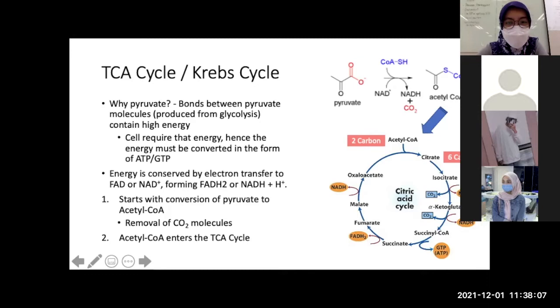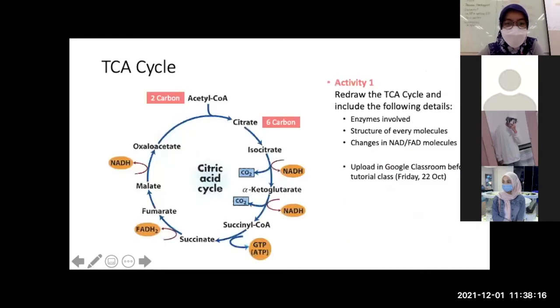So this Krebs cycle starts with the conversion of pyruvate into acetyl-CoA, and this acetyl-CoA will enter a cycle which we call the citric acid cycle or TCA cycle or Krebs cycle. It's the same thing. Okay, you can ignore this activity. Later on we will do.